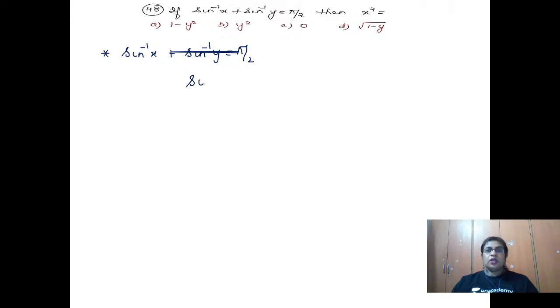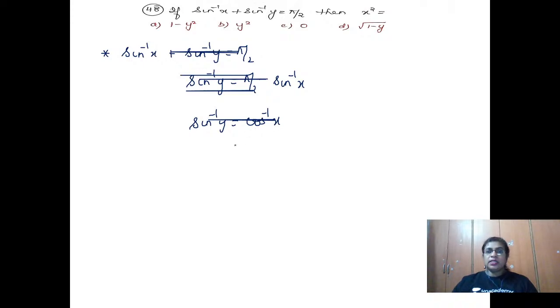So from this, what is sine inverse y? Sine inverse y is pi by 2 minus sine inverse x. Okay, so now what is this pi by 2 minus sine inverse x? It is nothing but cos inverse x. So 90 minus theta is cos theta, correct? So this is cos inverse x.